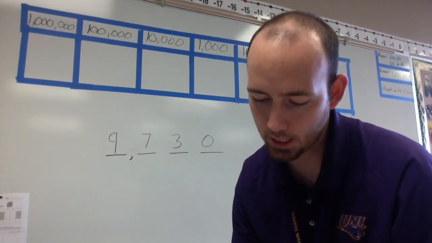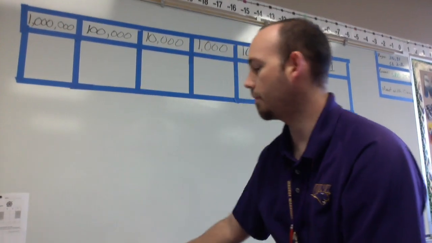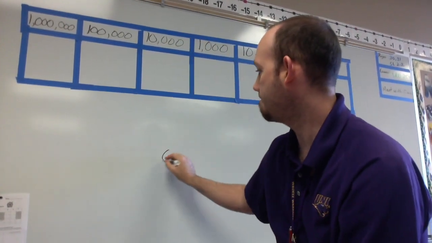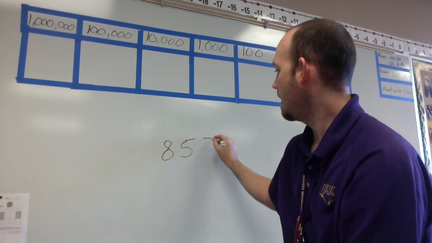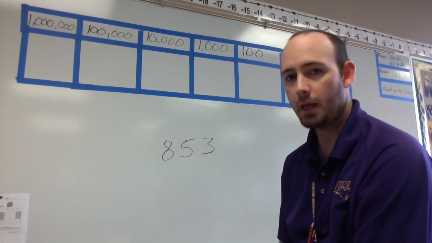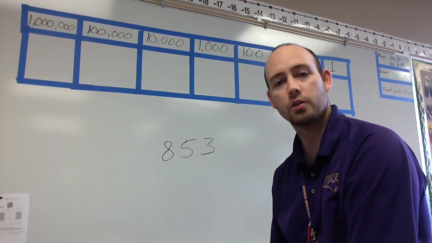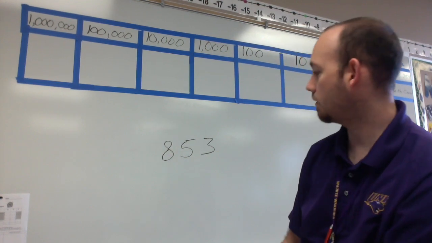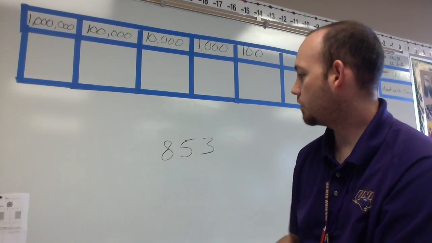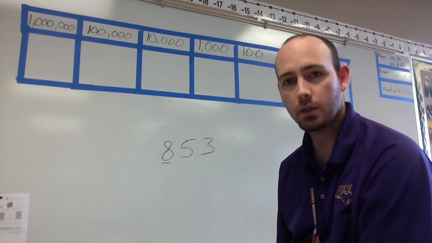So let's look at another example. Let's say we're looking at the number 853. And our main learning target today is I want you to be able to tell me if I point at any of these 3 digits, how much that digit is actually worth. So when we look at those different digits, if I asked you how much that 8 is worth, we need to know what place that 8 is actually in.